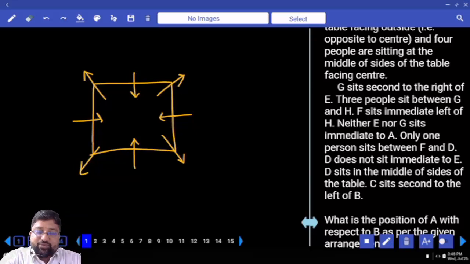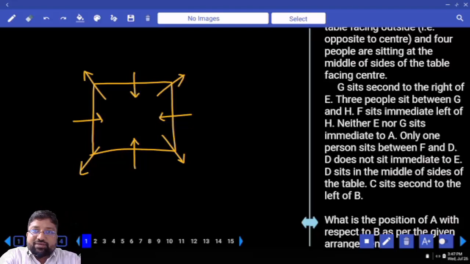What many people do with this question is, they'll start with G sits second to the right of E. G sits second to the right of E and you are not sure whether he is facing inside or facing outside. What they do is, they go with two possibilities. They'll take E either in the middle or they'll take E either in the corner.